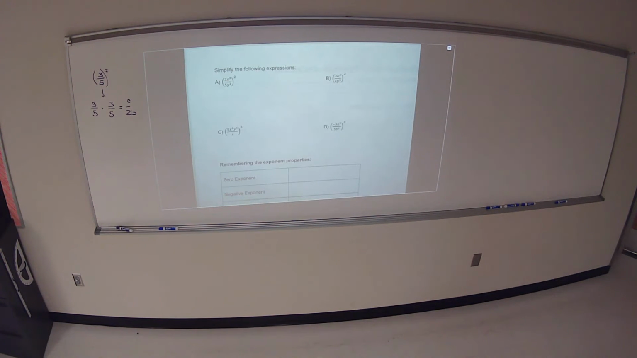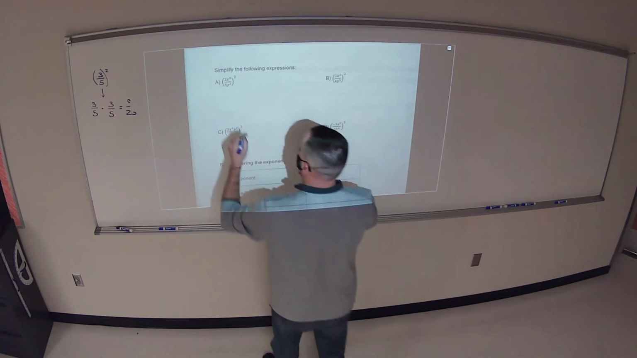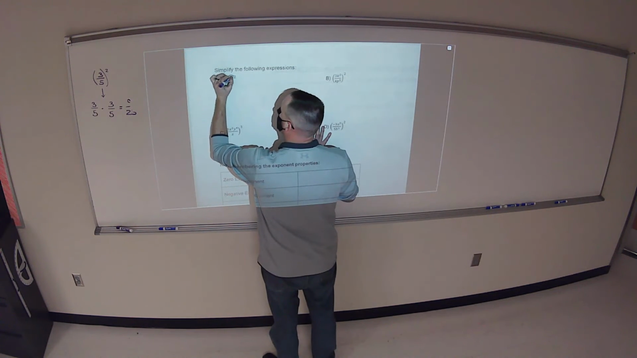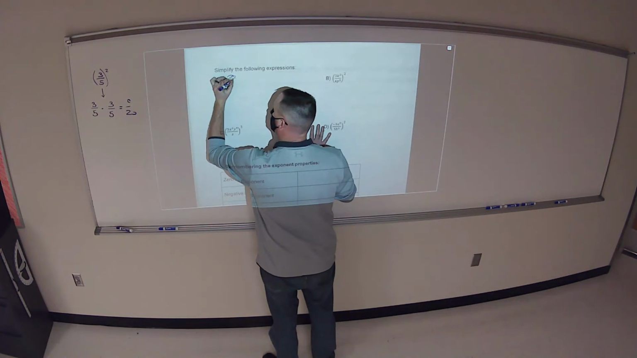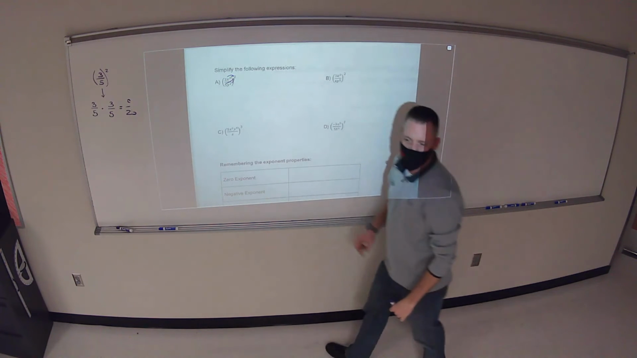2. There's a 2 and there's an x. How many different things are on the bottom? 2. There's a 5 and a y. All 4 of those things, 2 on top, 2 on bottom, are going to need to be squared. So this squared that's out here goes to 4 different things in here. All 4 of them.